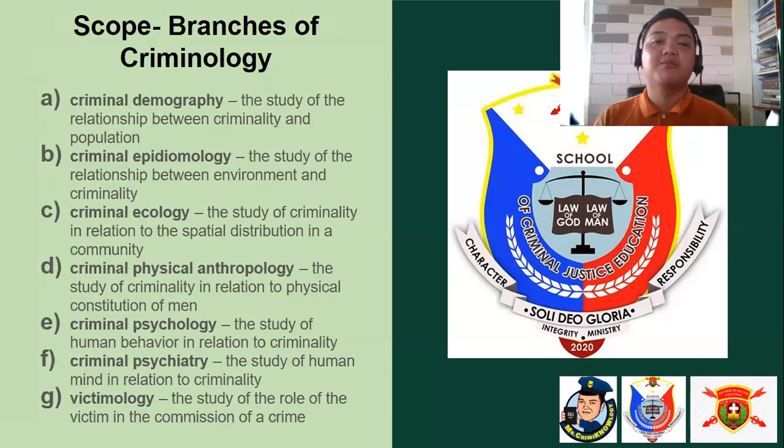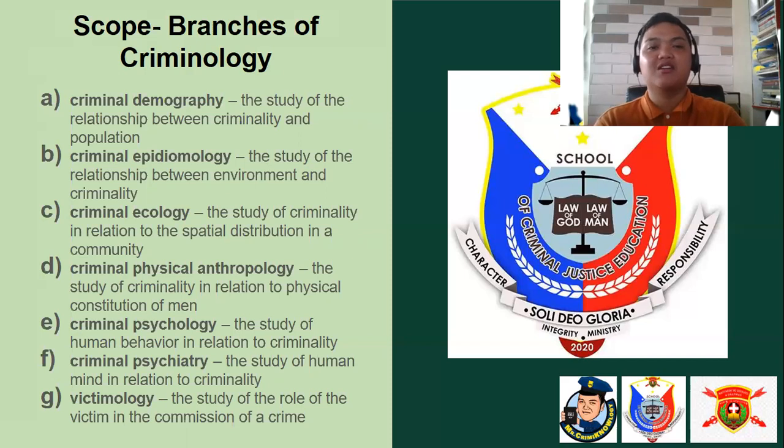Number one, we study criminal demography. The study of the relationship between criminality and population. Does population affect criminality? If we are examining whether the population increases, does crime increase also? So we are looking at the relationship of population by studying in the branch or the scope of criminal demography. In criminal epidemiology, the study of the relationship between the environment and criminality. Does the environment where a person is affect him from committing crime?